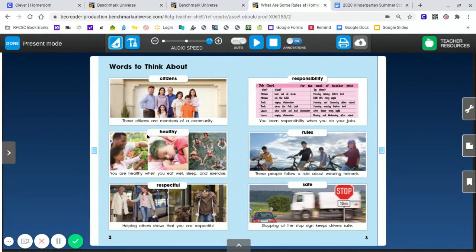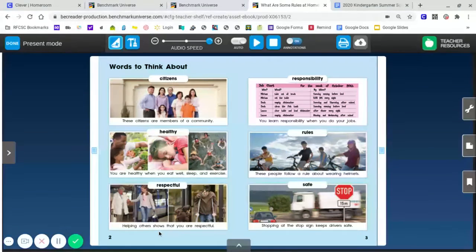Here are some words to think about. These words are going to help us understand what we are reading. The first word is citizens, and it says, these citizens are members of a community. The next word is healthy. You are healthy when you eat well, sleep, and exercise.